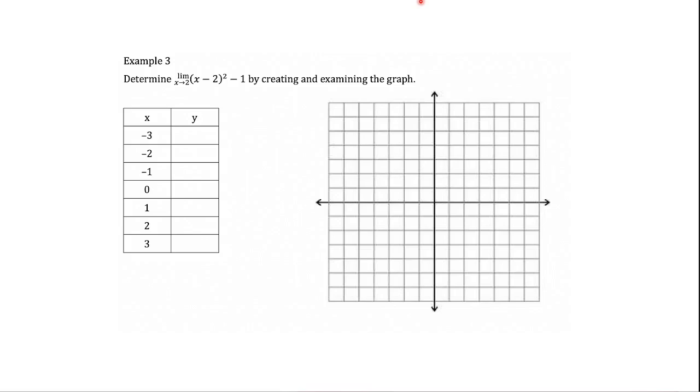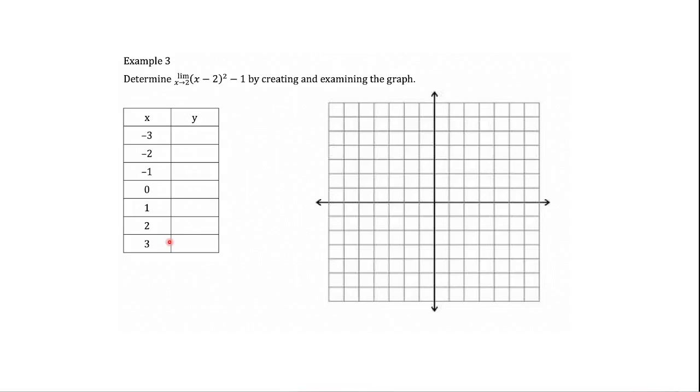Now we have the function x minus 2 squared minus 1, and we want to find the limit as x approaches 2. And so here we should be able to see that we have a parabola, right? And usually parabolas are continuous. And so let's take a look at the values that we have.